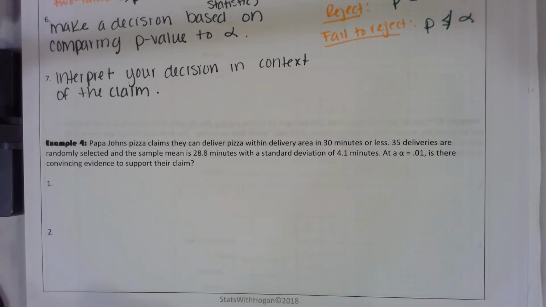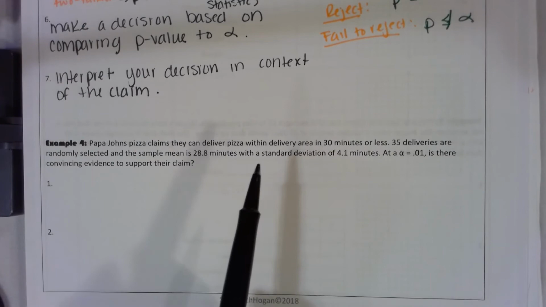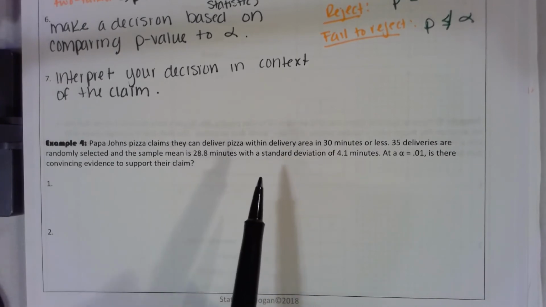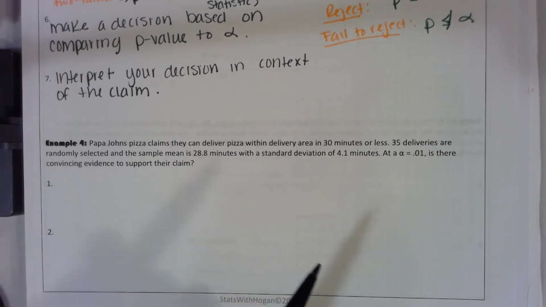So, your first step. Wrong paper. Your first step is to write your claim mathematically and identify the null and alternative hypothesis. And then I'm going to go ahead and do that. So your claim is in the first sentence. You have claimed. So here we go. Our claim: they can deliver pizza within delivery area.